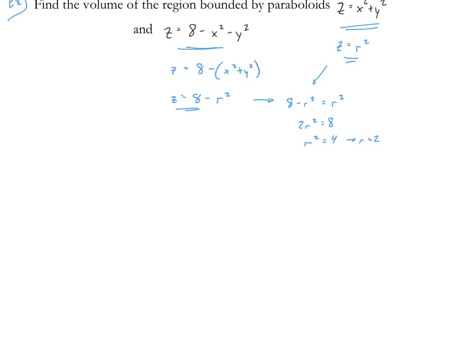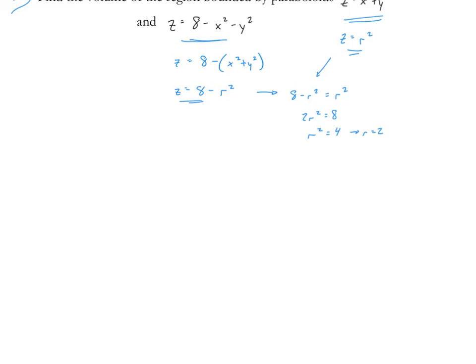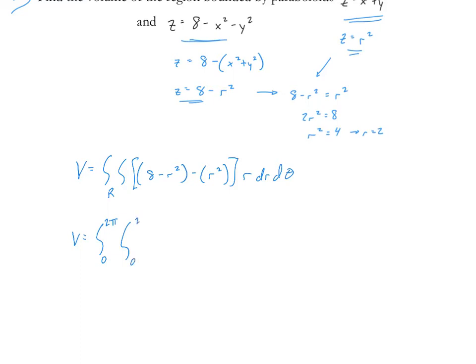So that allows us to set up our integral to find the volume of our region: the double integral over R of the top paraboloid, 8 minus r squared, minus the bottom paraboloid, r squared, and then r dr d theta. The bounds for our integral are, on the outer, from 0 to 2 pi, because it's the full paraboloid, and then the inner r bounds are from 0 to 2. The radius of this circle, the region R, is 2.